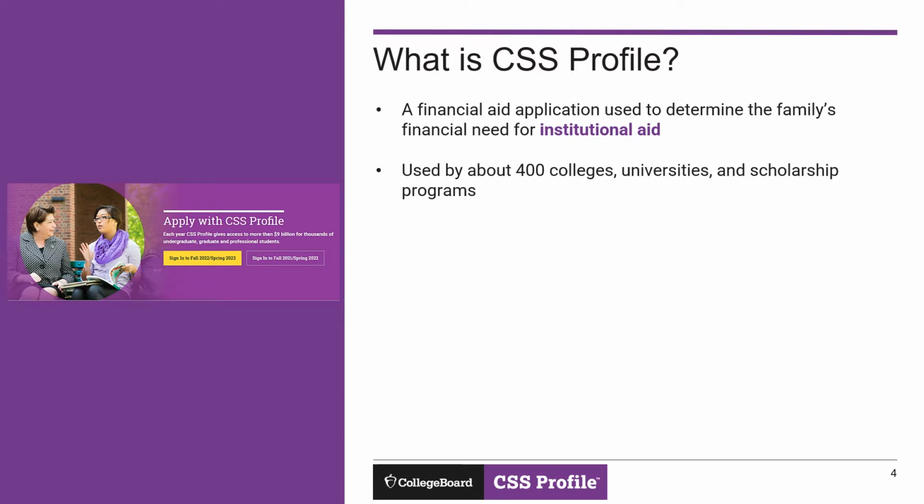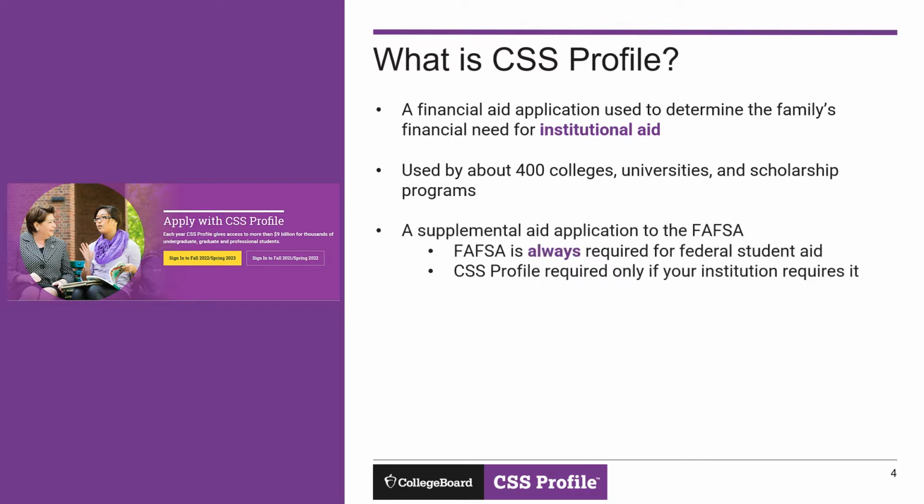The CSS Profile is an online application used by colleges and scholarship programs to award institutional aid. You should think about this application as a supplemental application to the FAFSA. For students eligible to apply for federal student aid, such as the Pell Grants and federal loans, you must apply for federal student aid using the FAFSA. But federal aid is often not enough to pay for college, so institutional aid can be very important. And the way to get access to that aid at some colleges is to file the CSS Profile.